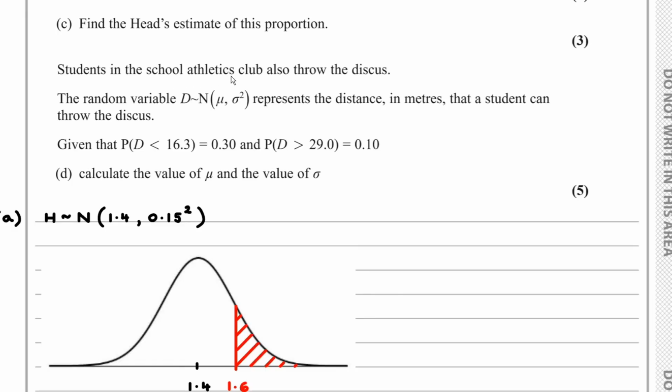Students in the school athletics club also throw the discus. The random variable d, which is normally distributed with parameters mu and sigma squared, represents the distance in meters that a student can throw the discus. Given that the probability that d is less than 16.3 equals 0.30, and the probability that d is greater than 29.0 equals 0.10, part D, calculate the value of mu and the value of sigma.